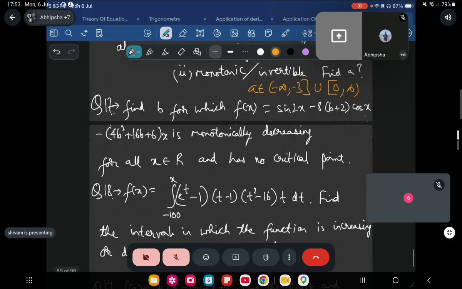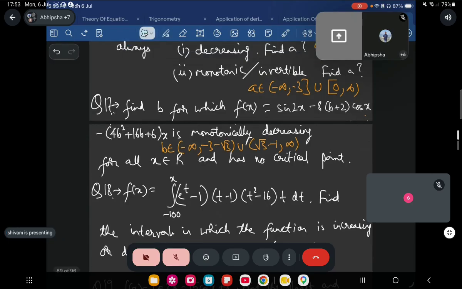Next. Over here, we need to find the value of b for which f of x equals sine 2x. Over here, the answer is given as b belongs to minus infinity comma minus 3 minus root 3 union root 3 minus 1 comma infinity. Anyone having any doubt? Can you please solve it? So over here again, it is monotonically increasing, right? So we have to differentiate, isn't it? We need to differentiate and check.